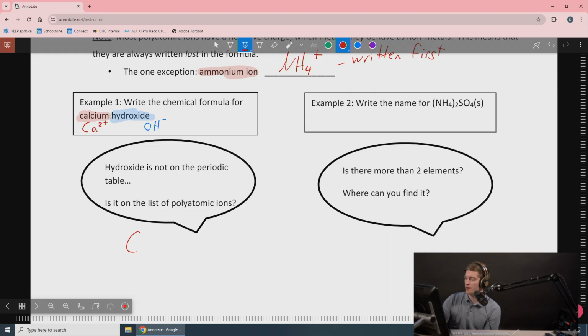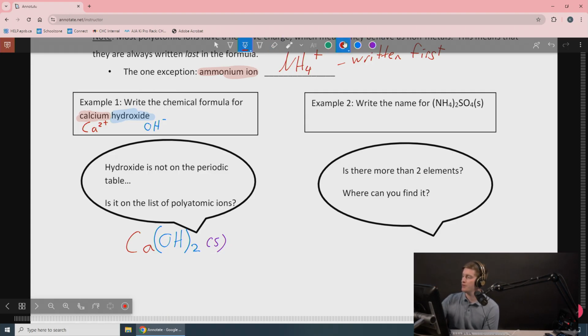It is incorrect to write our formula as CaOH2 because this subscript 2 only applies to the hydrogen. And so, to show that we have two of the hydroxide polyatomic ion, we need to put the whole polyatomic ion in brackets to show that this 2 applies to both the oxygen and the hydrogen in hydroxide. It's an ionic compound, so it gets the solid state.